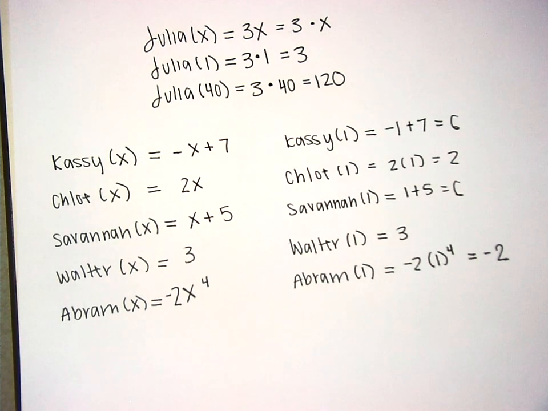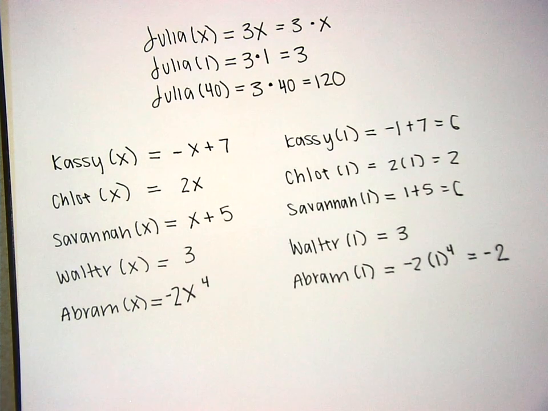Okay, now whoever didn't volunteer, you don't have to solve these ones, okay? Wait, the ones who didn't volunteer? Oh, I thought you said the ones who did volunteer. The ones who didn't volunteer. Oh, my bad. The ones who did volunteer, so Cassie, Chloe, Savannah, Walter, and Abram, you have to do 2 more math problems.